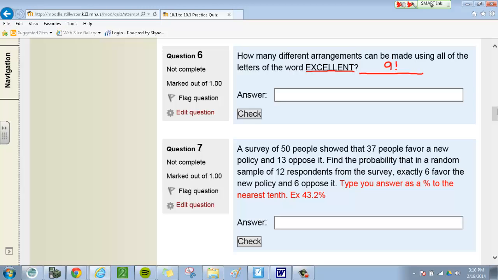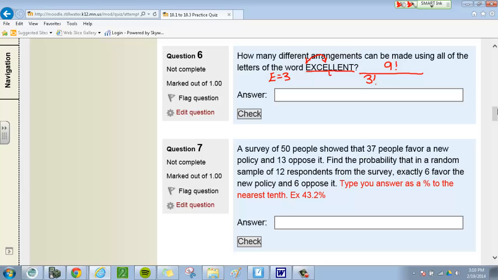Now, sadly, it's not that easy because we have duplicates. Let's say, see this E right here? If I swap it with that E, when you arrange something, does that look different? Does excellent look different than excellent? No, they're the same thing when you swap those E's. So we've got to get rid of this repetition. How many E's do we have? Well, we have 3 E's. That's what I meant by 3. So we're going to divide this by 3 factorial to get rid of the repetition of the E's.